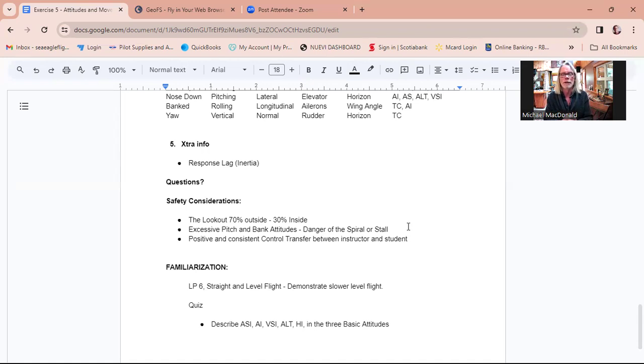And one thing that's very important too is that the student and the instructor coordinate as to who has control of the airplane. So if I am taking control of the airplane, I say I have control, and the student releases controls and then says you have control. And if I give control to a student, then I'll say you have control. I release the controls, and then the student responds with I have control. Okay. So that's attitudes and movements.